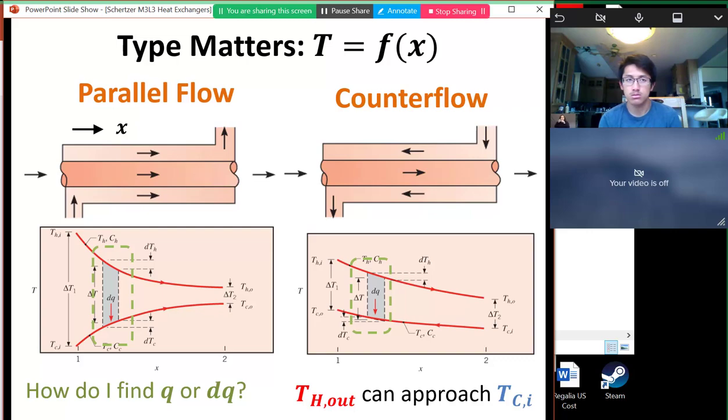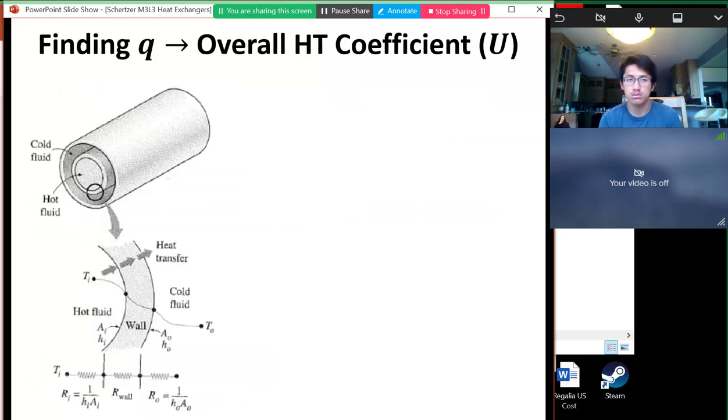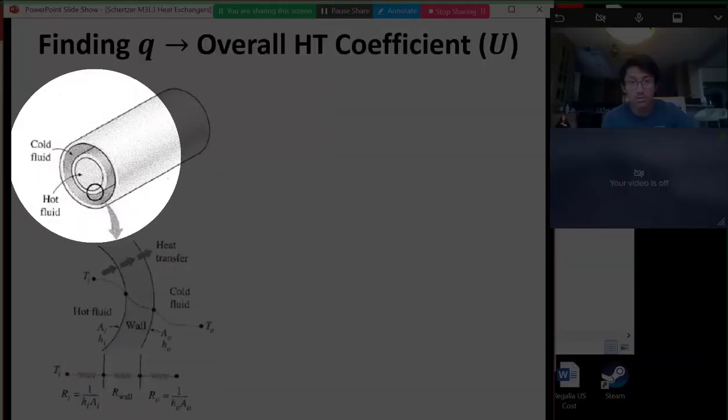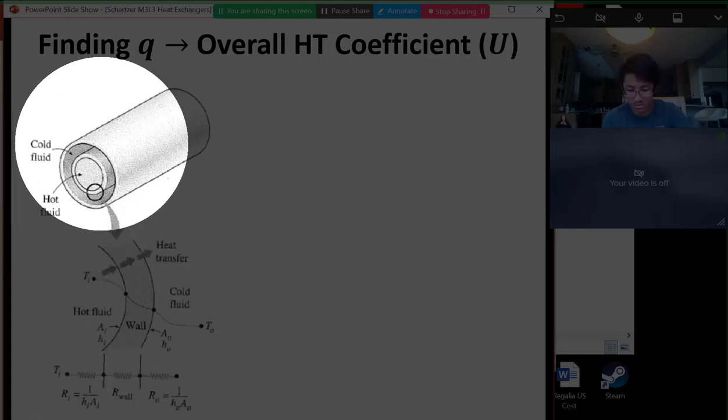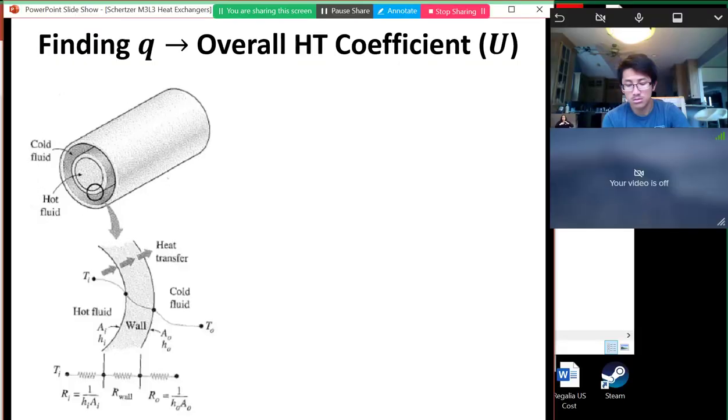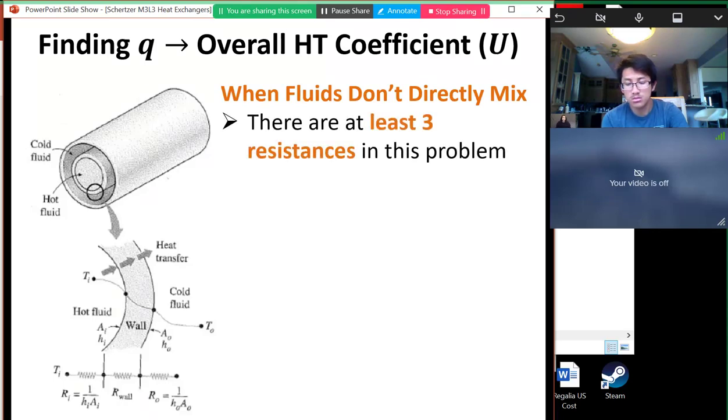But how do we find Q or DQ, right? If we were thinking about this in terms of thermal resistances or in terms of internal flows, we could look at flow that looks something like this. Here we have a hot flow coming through this thin-walled tube, and then we have another tube on the outside that has a cold flow in it. So this is an annular flow around the outside. In this case, the fluids aren't directly mixing.